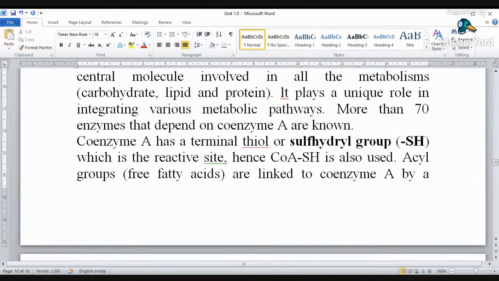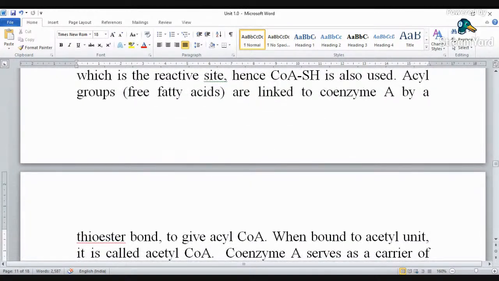So coenzyme A has a terminal thiol or sulfhydryl group, which is the reactive site. Coenzyme A has a terminal thiol group, that is the SH group, also known as the sulfhydryl group, which is the reactive site. Hence it is written as coenzyme A-SH. Acyl groups, free fatty acids, are linked to coenzyme A by a thioester bond to give fatty acyl CoA.